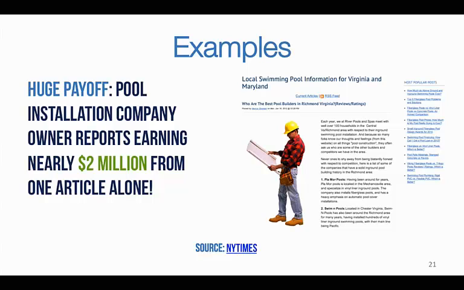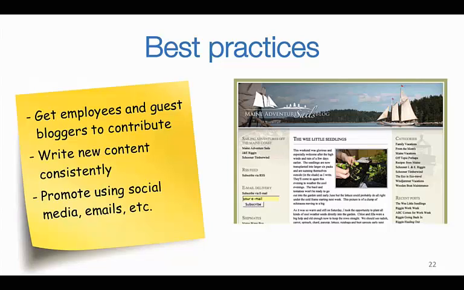But here's an example that I found was amazing that just demonstrates the power of doing article marketing and doing blogging and the revenue that can be generated from doing so. This is an example of a pool installation company that reported earning nearly $2 million from one article alone. So just by putting up one helpful article and getting that article out there into the world, $2 million in contracts. So not every business certainly is going to get those kinds of results from one article being published, but it shows the potential that is out there.